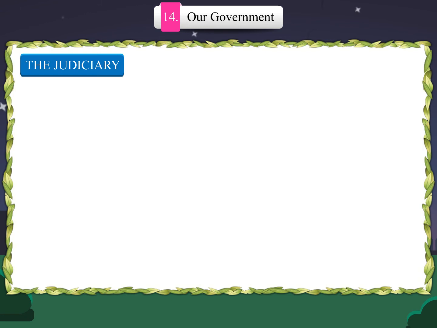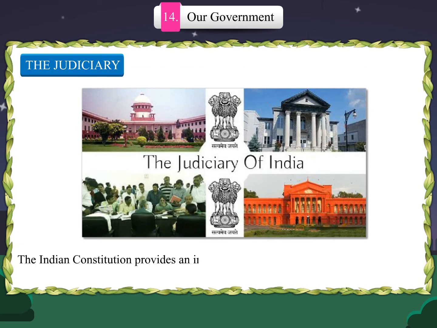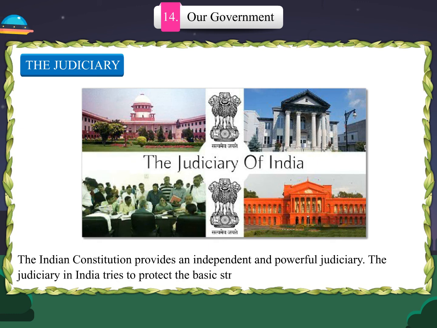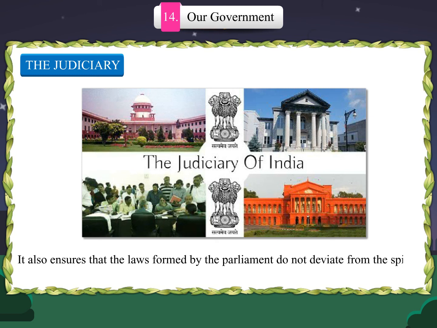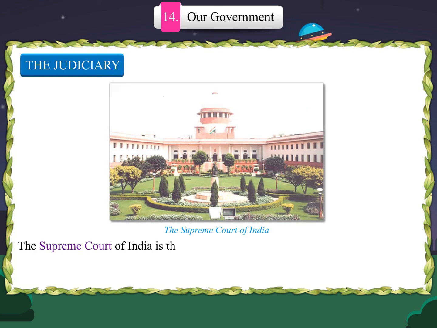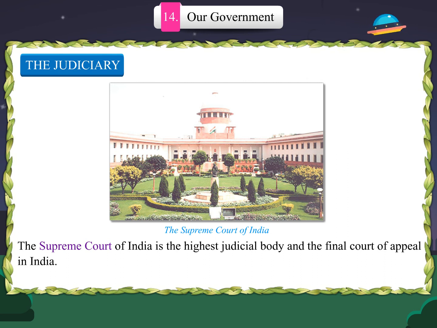The Judiciary. The Indian Constitution provides an independent and powerful judiciary. The judiciary in India tries to protect the basic structure of the Constitution. It has the right to interpret the Constitution in times of contradictions. It also ensures that the laws formed by the Parliament do not deviate from the spirit of the Constitution of India. The Supreme Court of India is the highest judicial body and the final court of appeal in India.